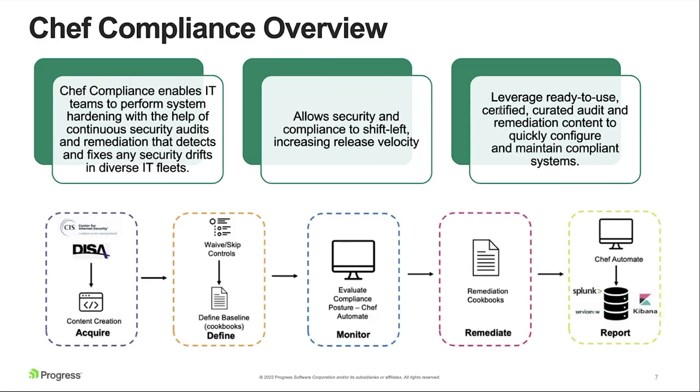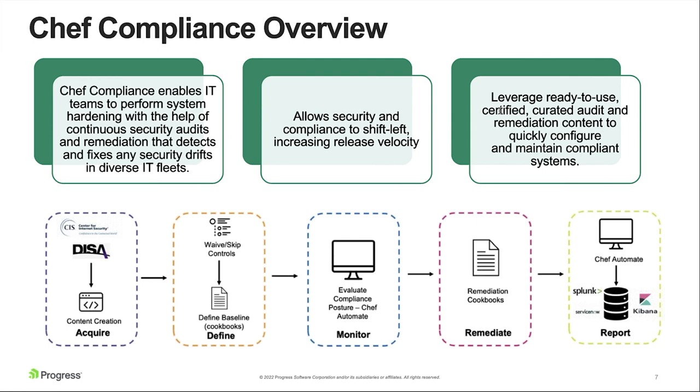All right. So in the Chef compliance overview, Chef has been architected in the compliance development process in line with the 5 phases of the compliance life cycle. One is acquire, second is define, third is detect, fourth is remediate, and fifth is report. So in the acquire phase, our customer selects the required set of benchmarks like CIS, STIG, PCI, HIPAA, or GDPR in order to audit their infrastructure.